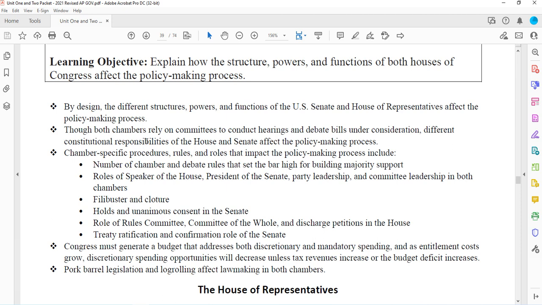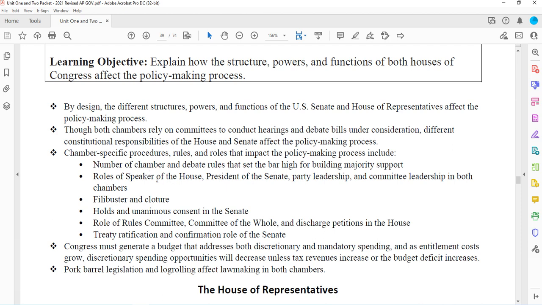We talked about how the committee system in the House is really important, and if you chair a committee in the House, you could have a similar amount of power to an individual senator. And this is stuff we really didn't get into. Chamber-specific rules and roles that impact policymaking include the number of chamber and debate rules that set a high bar for building majority support. That's really referring to the filibuster and closure aspect of the Senate.